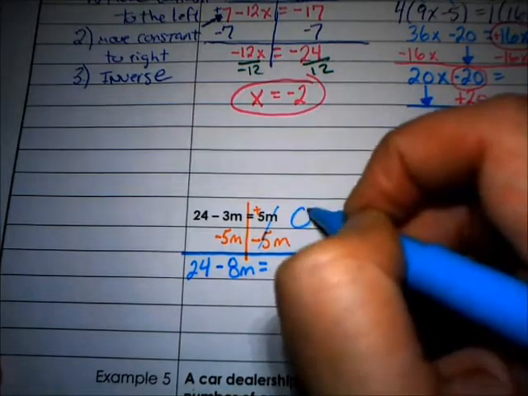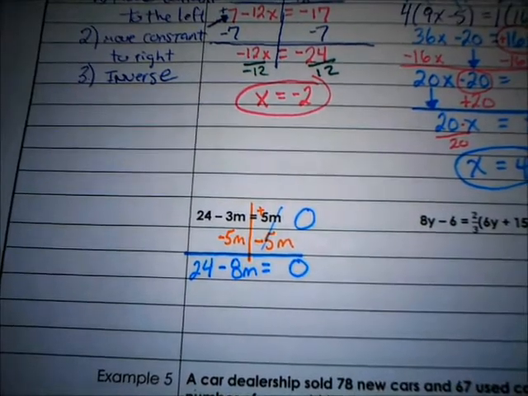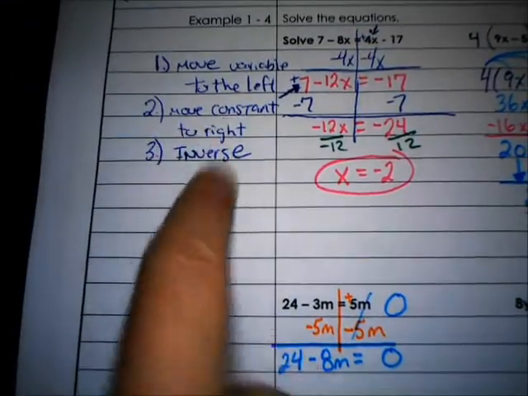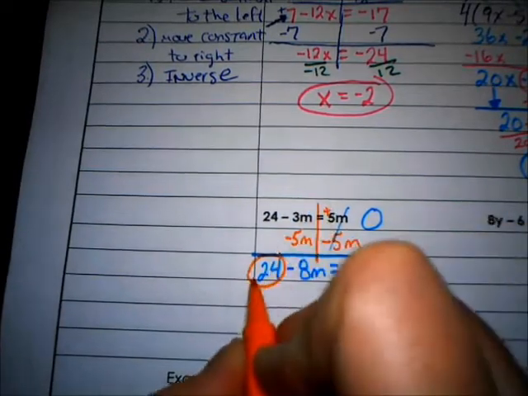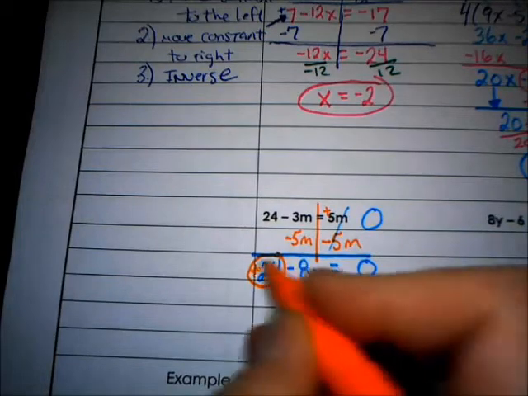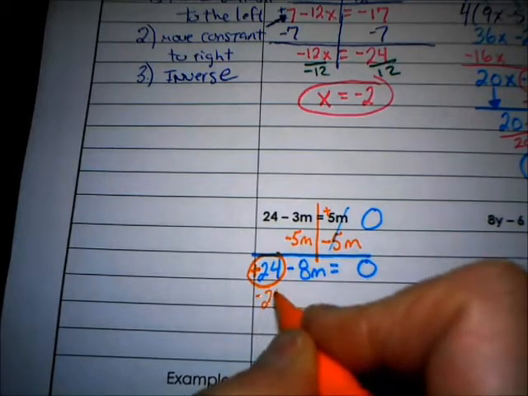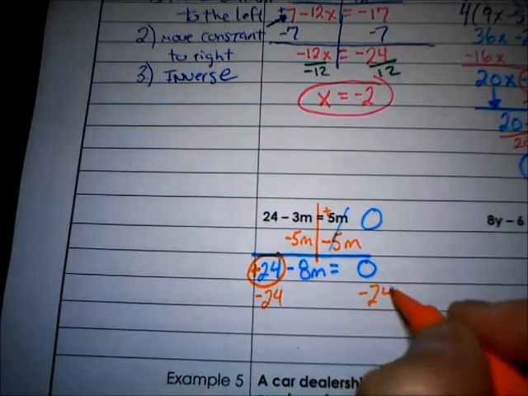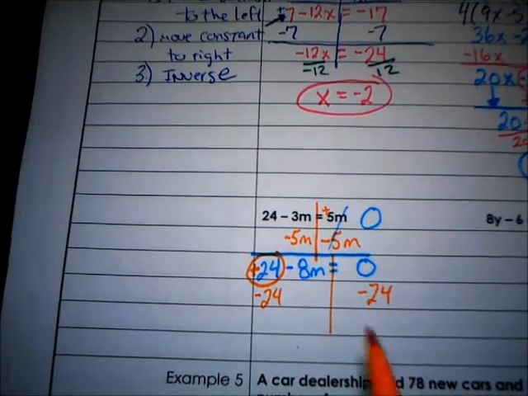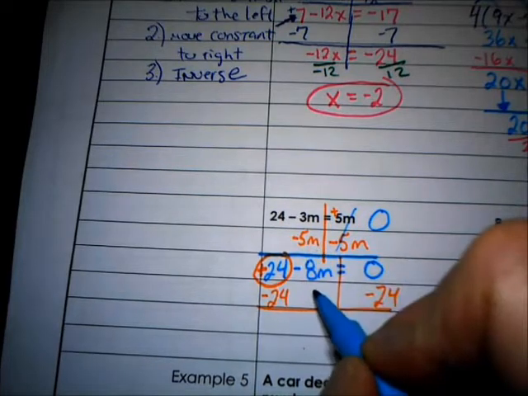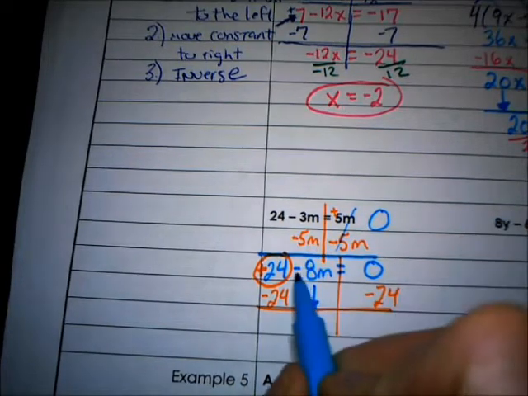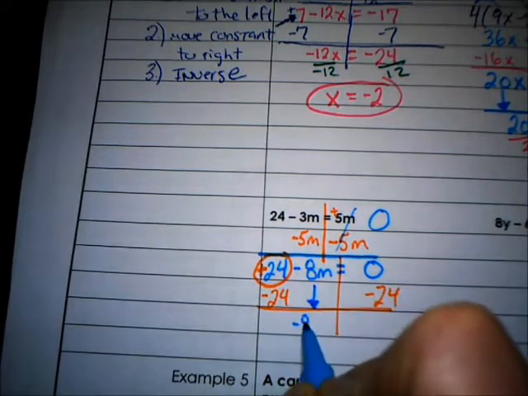Next step is move the constants to the right. My constant is the 24. The 24 is a positive 24, so when I move it, it changes it to a negative 24. Make sure you go all the way across the equal sign. Bring down your variable. This is a negative 8m equals, and 0 minus 24 is a negative 24.